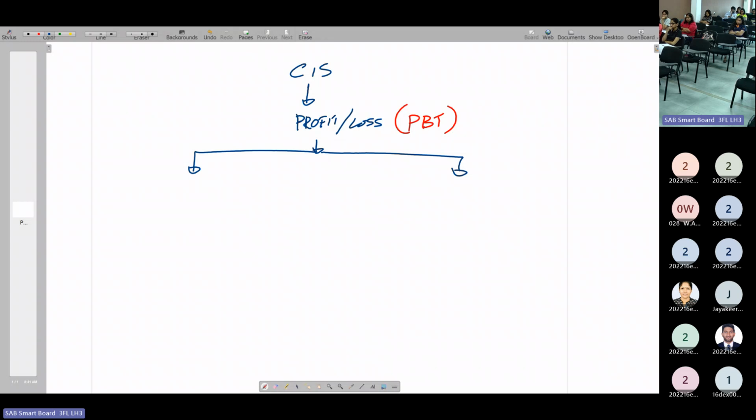So in the comprehensive income statement, there could be two parts, right? Income, expenditure. So from the income side, we have to check what is the source of income for tax purposes. Is there income from investment? Is there income from business? Like that, right? That's the source.